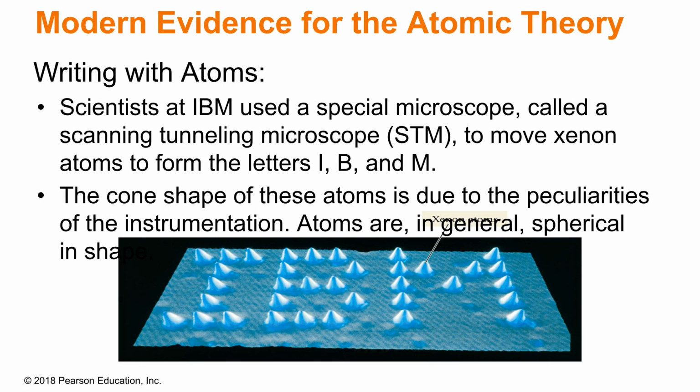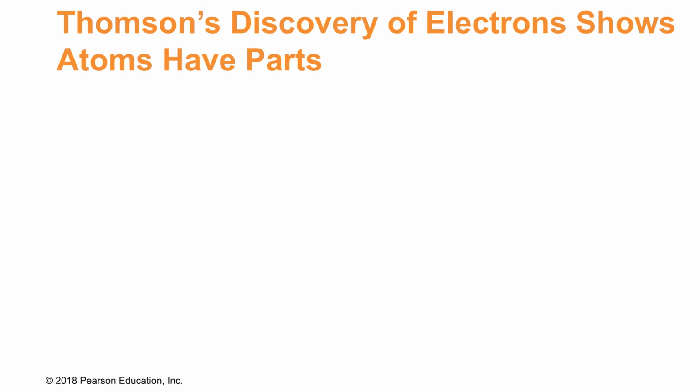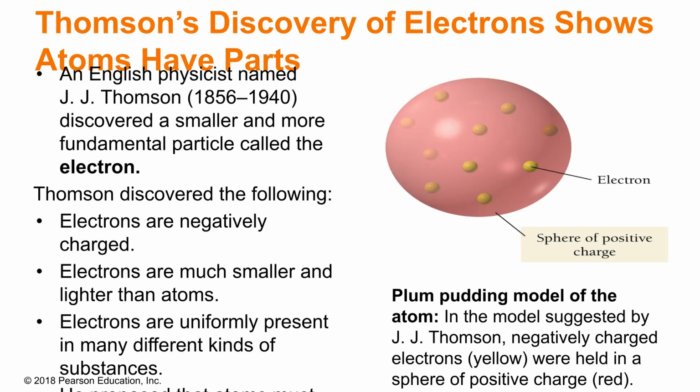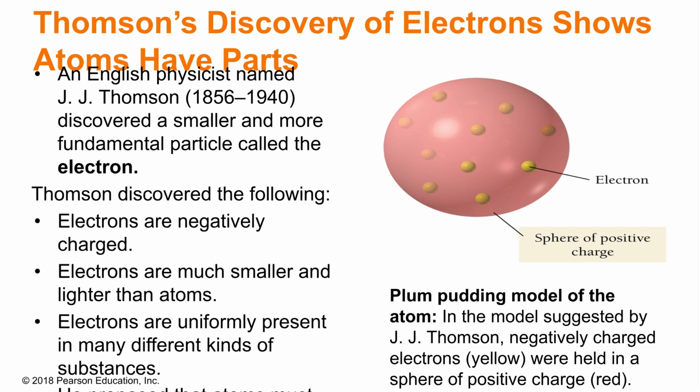Modern technology allows us to observe atoms directly. Using a scanning tunneling microscope, scientists have successfully manipulated xenon atoms, confirming the atomic theory through visual evidence. J.J. Thomson's discovery of the electron proved that atoms have internal structure. His plum pudding model suggested that negatively charged electrons were embedded within a sphere of positive charge.